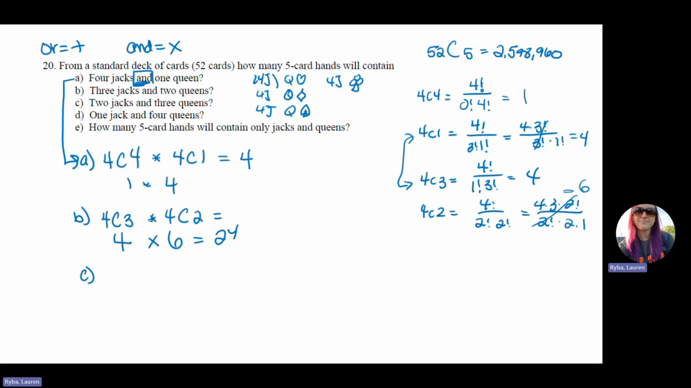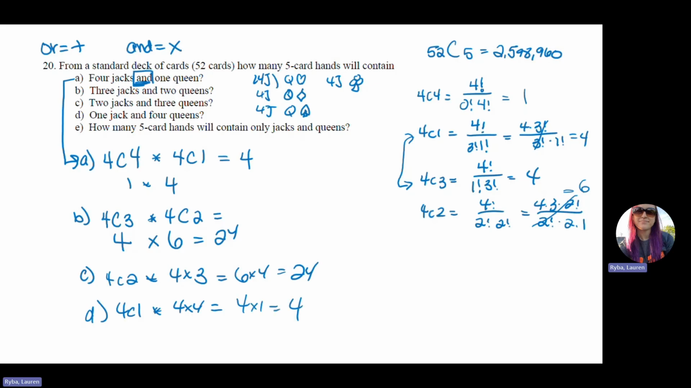Let's see. If I want 2 jacks and 3 queens, then I'm going to flip it. 4 choose 2 times 4 choose 3 is now going to be 6 times 4, still 24 options. If I want 1 jack and 4 queens, 4 choose 1 and 4 choose 4. That's basically the first case repeated, 4 times 1 or 4.